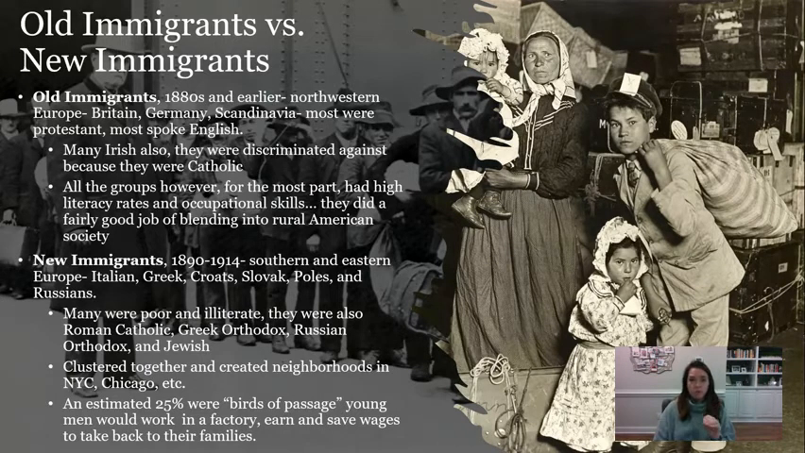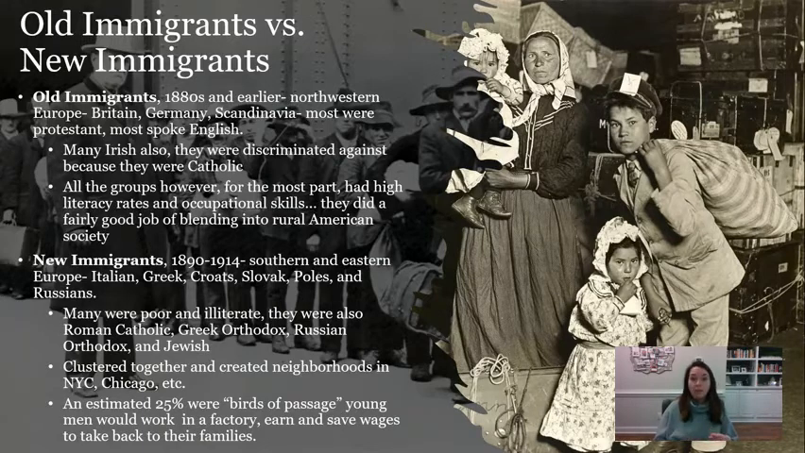But the Irish were the most discriminated group of the old immigrants. Why they were seen as more acceptable was because they had a higher literacy rate. They had occupational skills. Because, again, it was a little bit more expensive to come here, they would sell everything that they had and come over, but they had a skill.